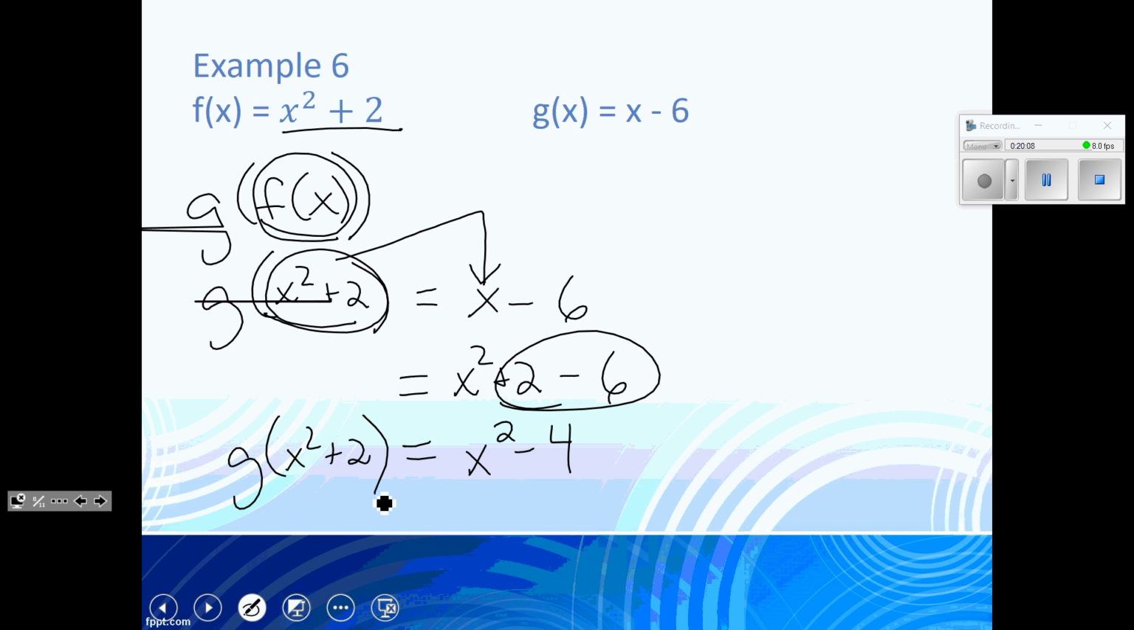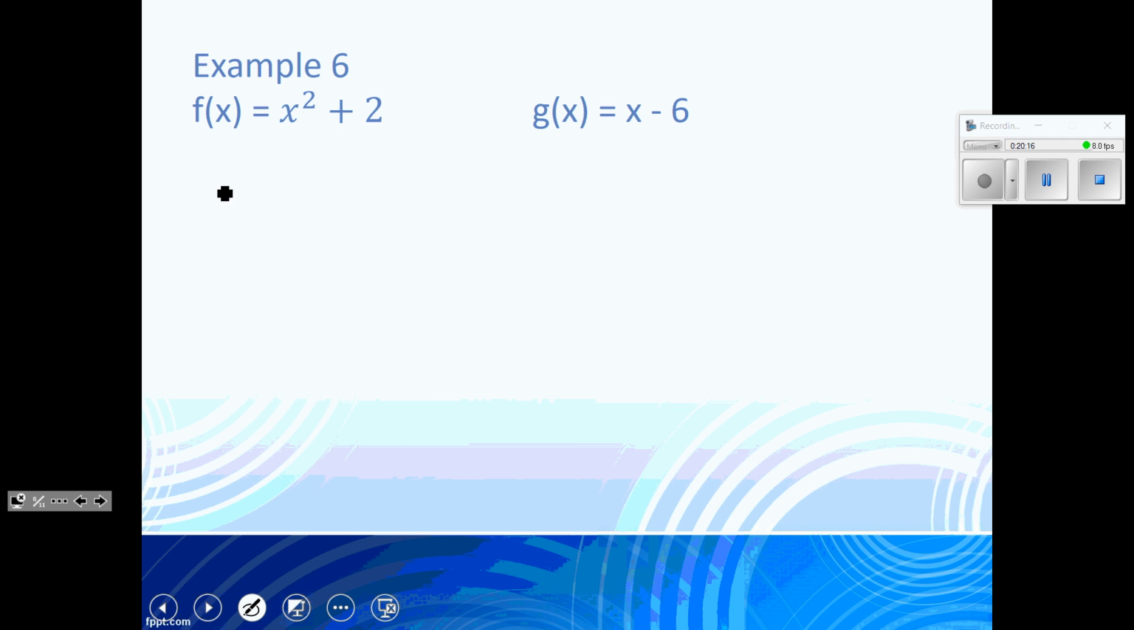Okay, what I would like to do, though, is reverse it. What if the direction said find f at g at x? So I want you to attempt that one. Which one would you start with? The g at x function, which is x minus 6. Very good. And you're going to take x minus 6 and plug it into x squared plus 2. Take the x out and put the x minus 6 in its place. So try that now.